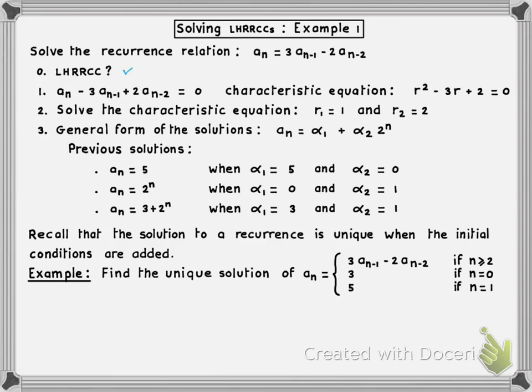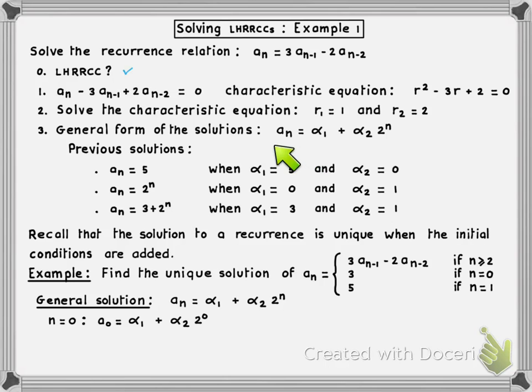So the way to solve these kind of problems is to start with the general formulation of the solution, which we obtain here, and then to use these initial conditions to determine the values of alpha 1 and alpha 2. So first use the first initial condition for n equals 0. What do we have? Well, we have A sub 0 is equal to alpha 1 plus alpha 2 times 2 power 0. Of course, 2 power 0 is 1, and A sub 0 is 3, so we have 3 equals alpha 1 plus alpha 2.